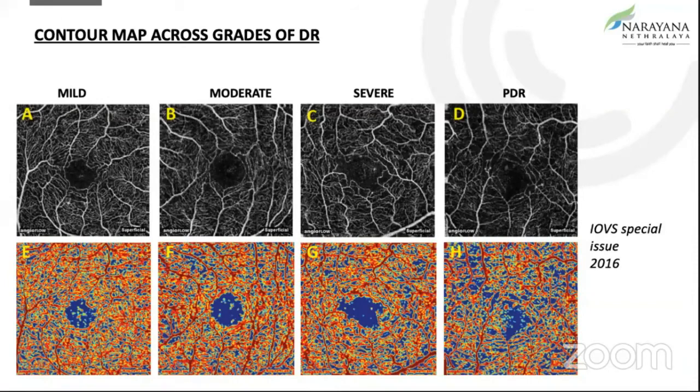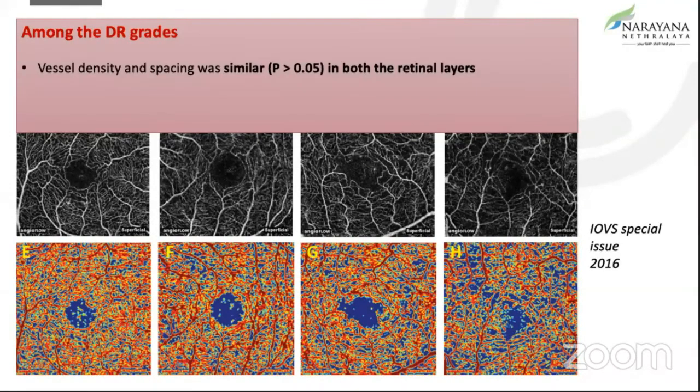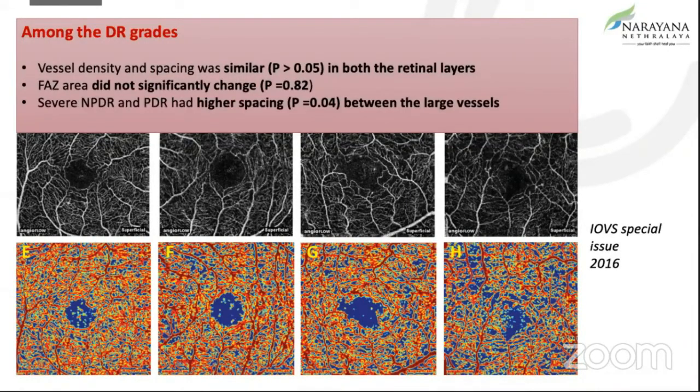Now, this is something that we did using our in-house analytic tool, and we also published it in the IOVS special issue of 2016, where we saw the contour map across the different grades of DR: mild, moderate, severe, and proliferative diabetic retinopathy. We saw the vessel density and the spacing was similar in both the layers. FAZ also did not significantly change, but what we saw was that in severe NPDR and PDR, they had higher spacing between the large vessels, whereas in mild NPDR, the spacing was higher between the smaller vessels.